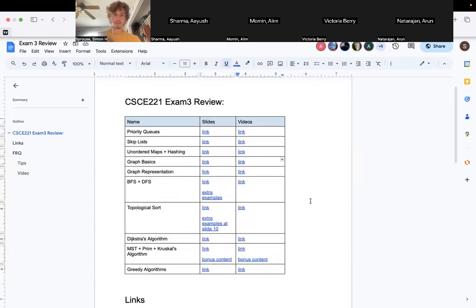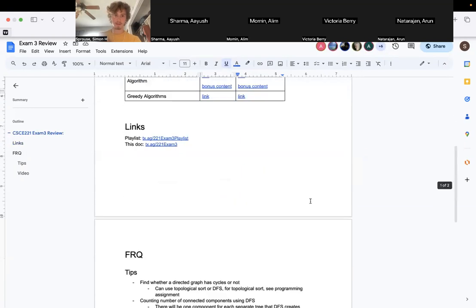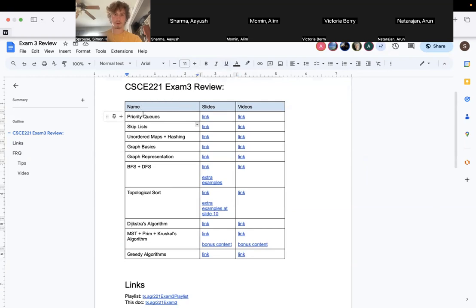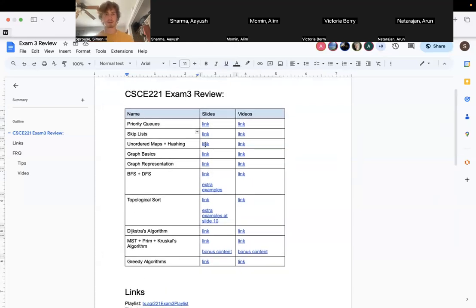I'm not going to be going over these PowerPoints today, but I think all of this information, with the exception of maybe skip lists, should be relevant to the exam. So priority queues, unordered maps, and hashing, well, admittedly, will be a minority of the test still on there. Graph basics, graph representation, traversal, sorting, and then shortest path, spanning trees, and then greedy algorithms. So if y'all have extra time to review beyond what we're going to do today, and you need even more practice, go ahead and look through all of these slides.